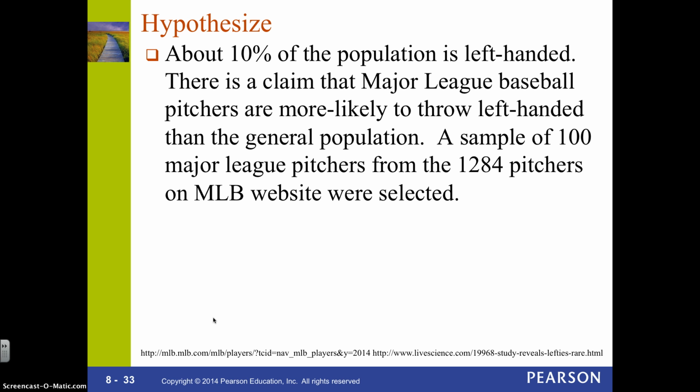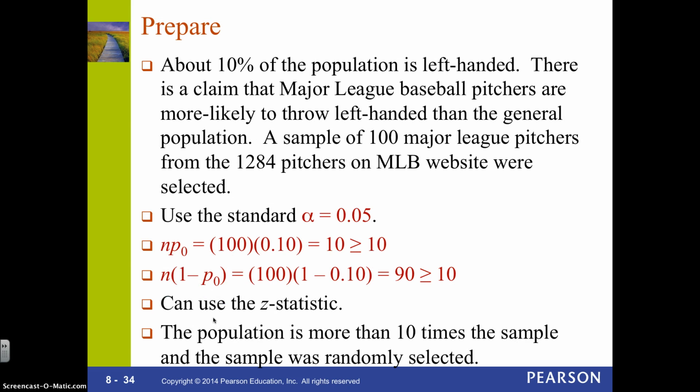Remember, the null hypothesis is what's believed to be true about the population. So that would be we believe the population is 10% left-handed. The alternative is what we think is actually true. And for us, for the Major League Baseball players, the population proportion that's left-handed is going to be more than 10%. Now the next part is prepare.